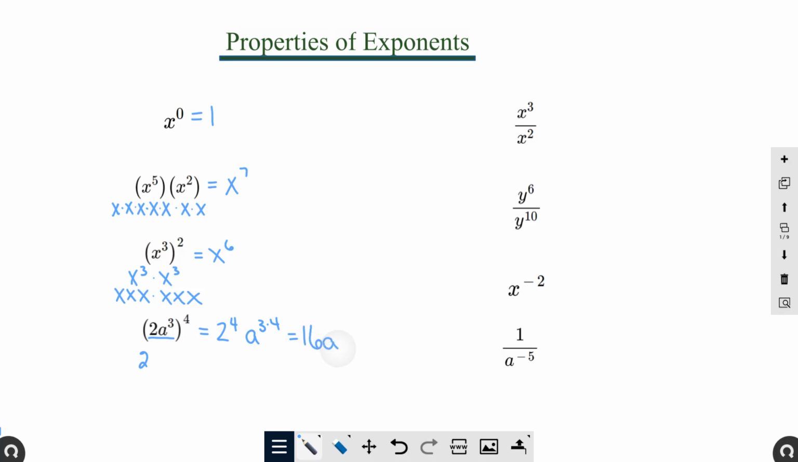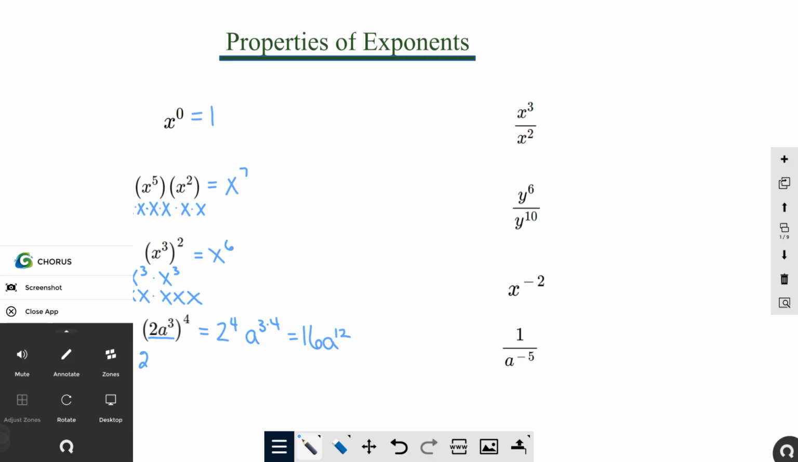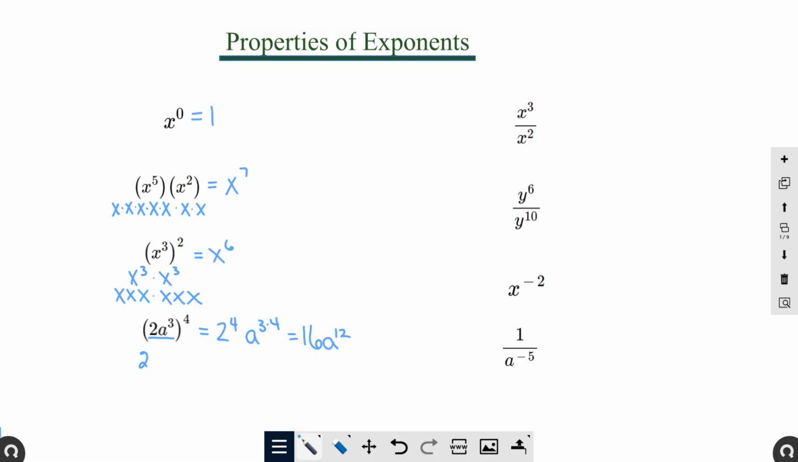Don't forget, you can use those handy dandy calculators too. And then what is 3 times 4? 12. Now, when in doubt, write it out.